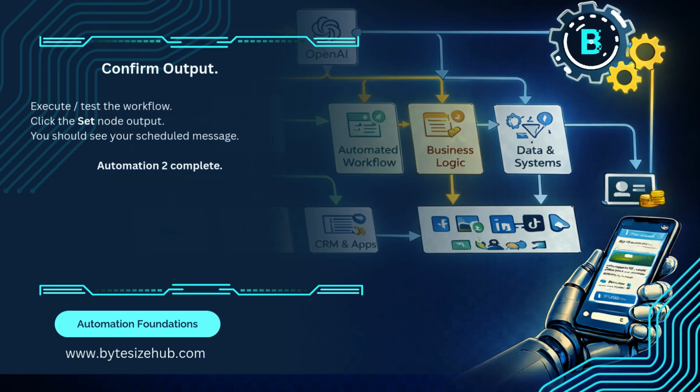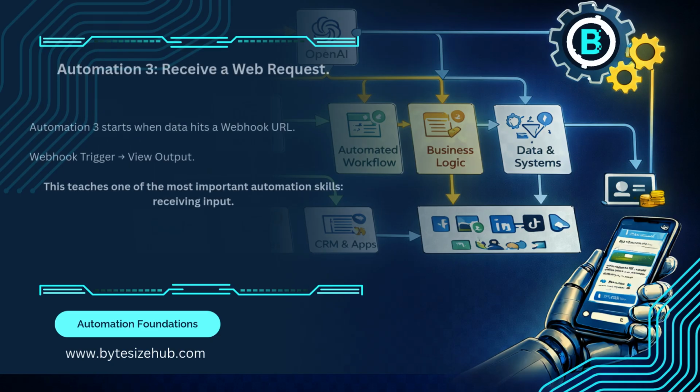Confirm output. Execute. Test the workflow. Click the set node output. You should see your scheduled message. Automation 2 complete. Automation 3, receive a web request.